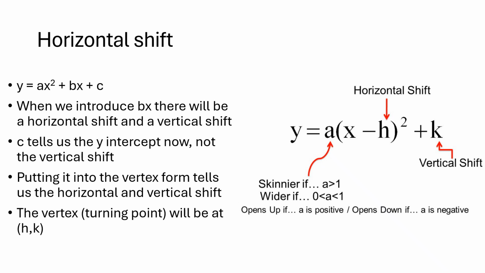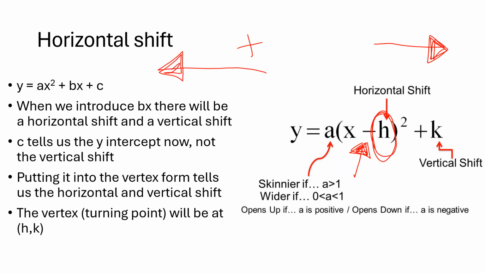The horizontal shift, we look at h, this number in here. One of the tricks is that the sign here needs to be taken into consideration. If this is negative, the whole graph is going to shift this way to the right. If we have a positive, the whole graph shifts to the left. An easy way to remember that is just to think the vertex, the turning point, is at h and k.